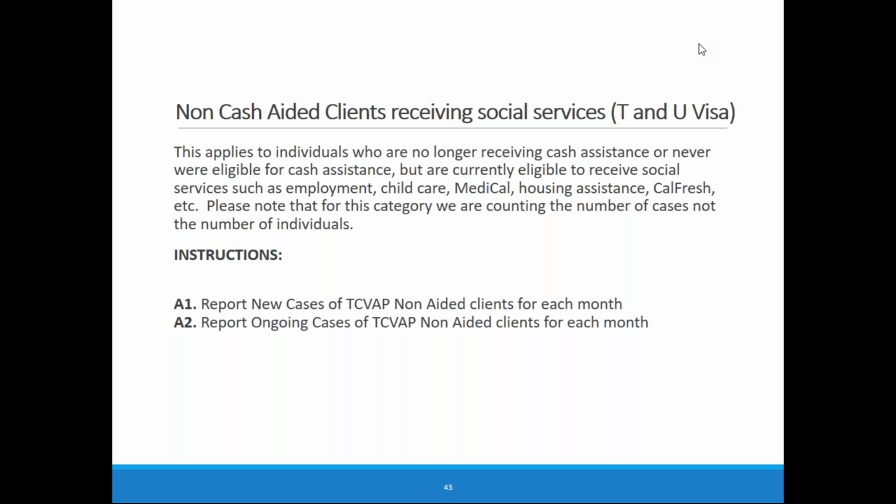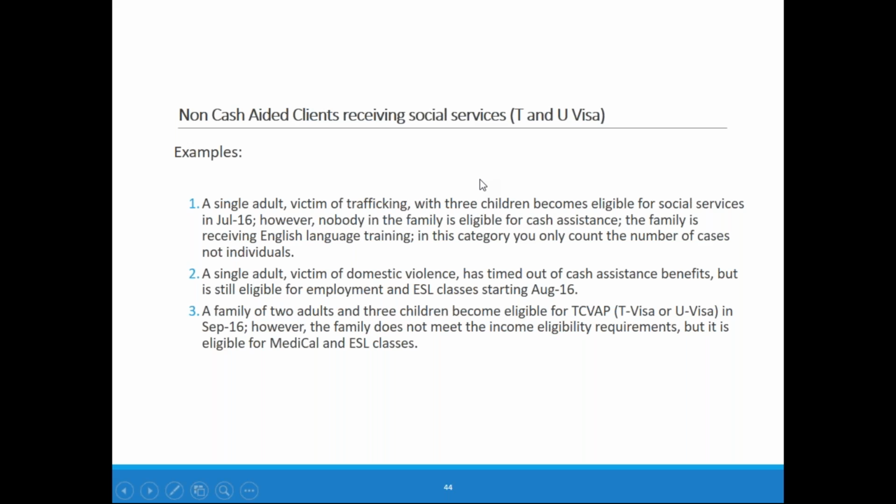The data entry for non-cash aided clients receiving social services is divided into two columns. A1 to report new cases of TCVAP non-aided clients for each month, and A2 to report ongoing cases of TCVAP non-aided clients for each month. Here we have created some examples to demonstrate these categories. I'm going to now turn it over to Heriberto to walk us through those.